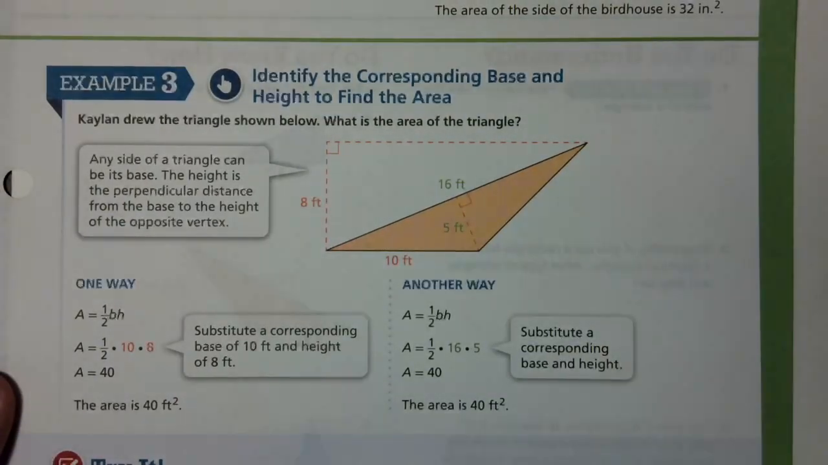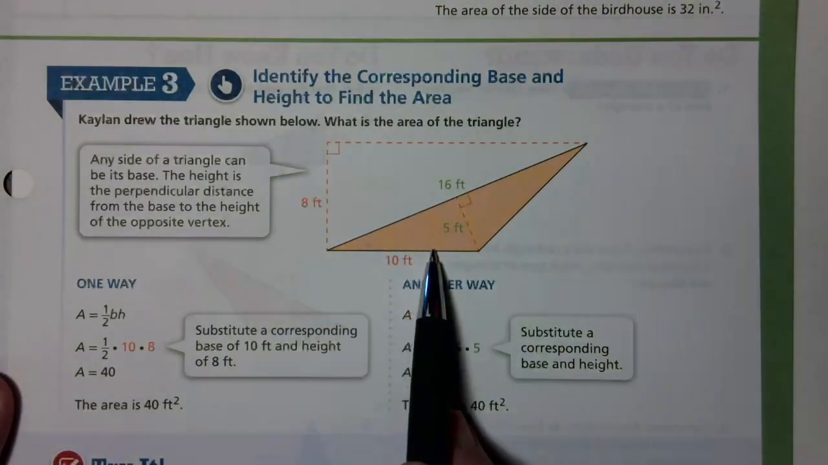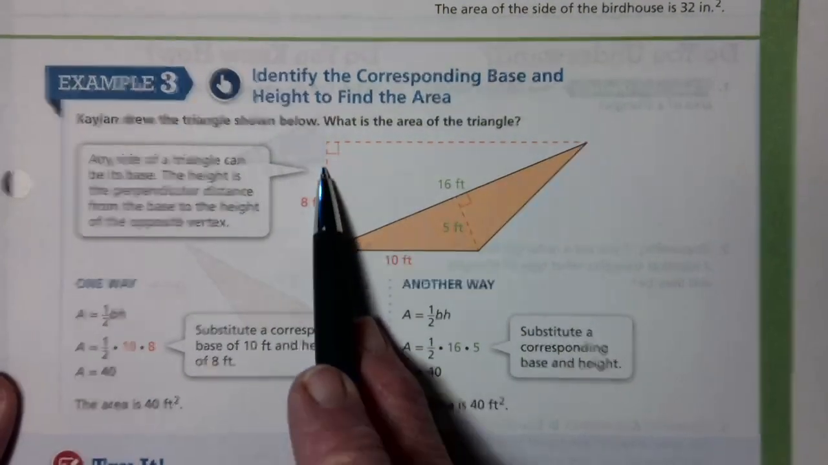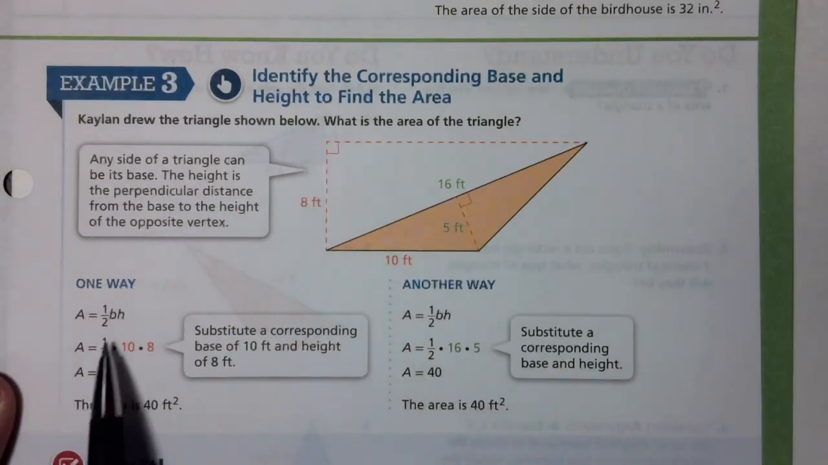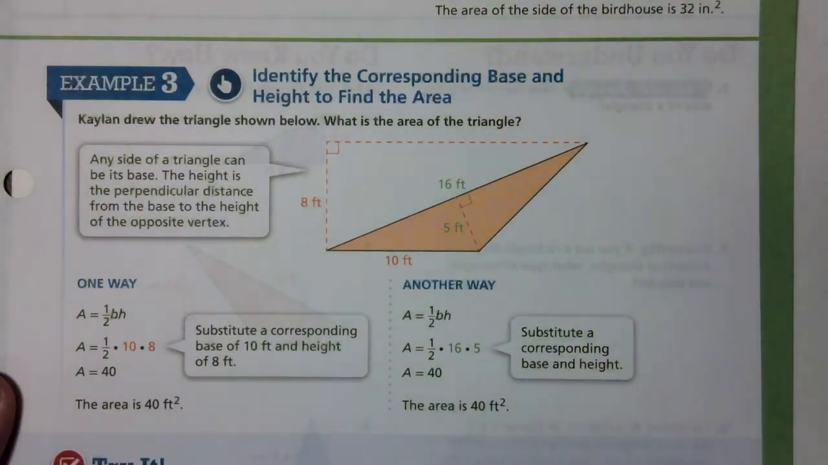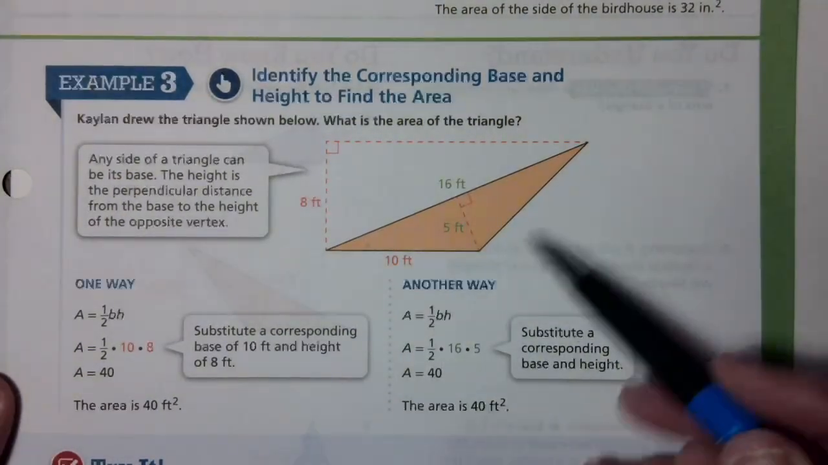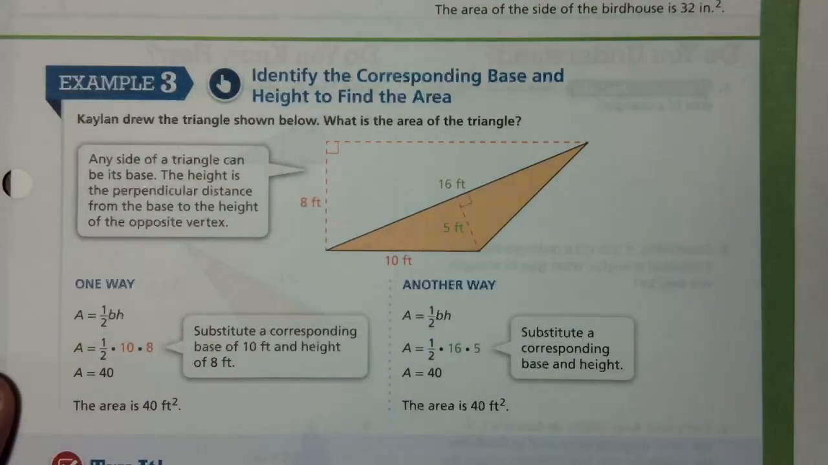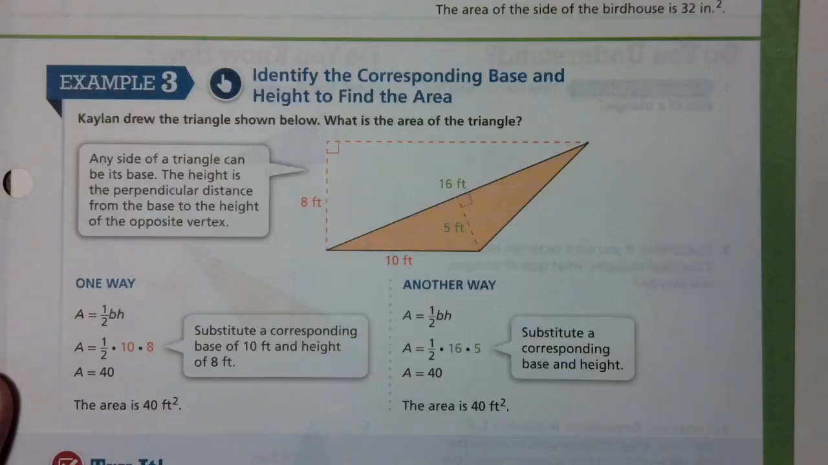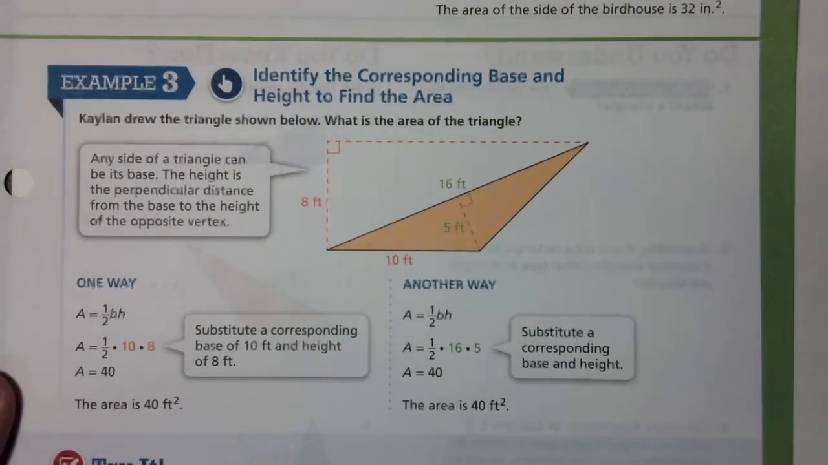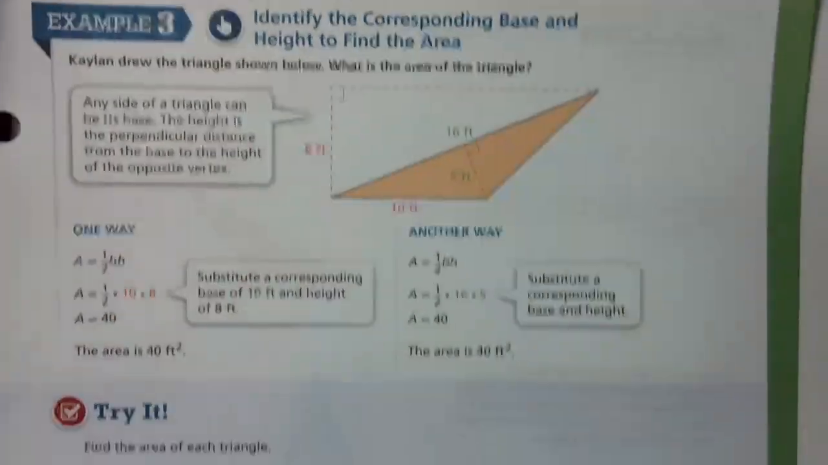But I don't have to. If I call this the base, then this would be the height. So if I use the 10 and the 8, half of 10 is 5, and 5 times 8 is 40. See, it doesn't matter which side of this triangle I call the base. If I use the height that's perpendicular to that, it all comes out the same every time. All right, let's practice on the triads.